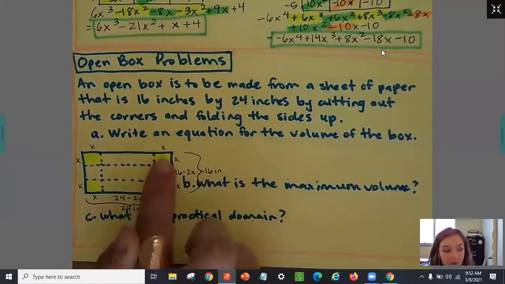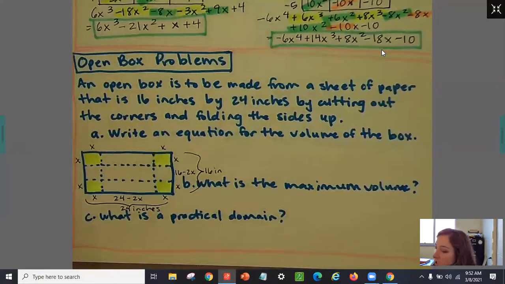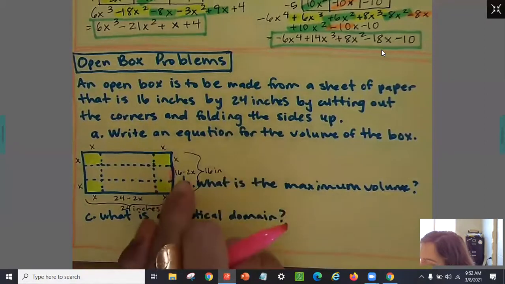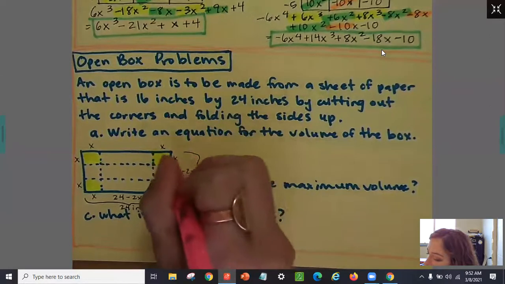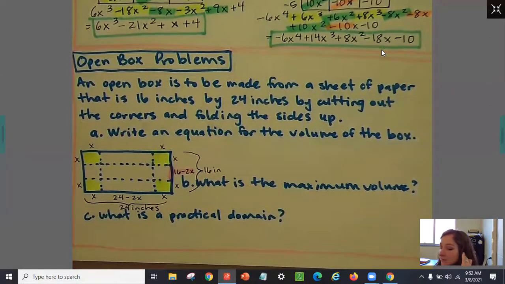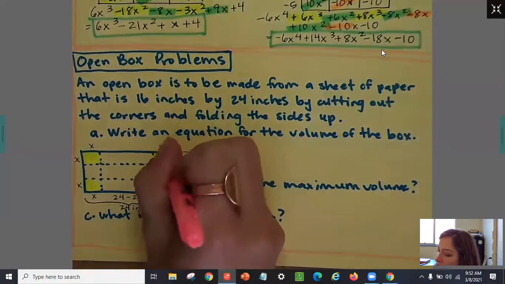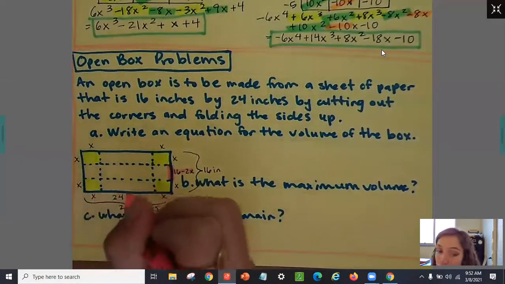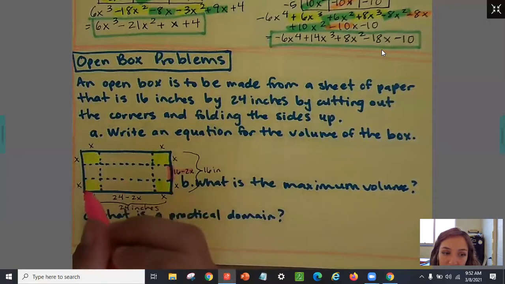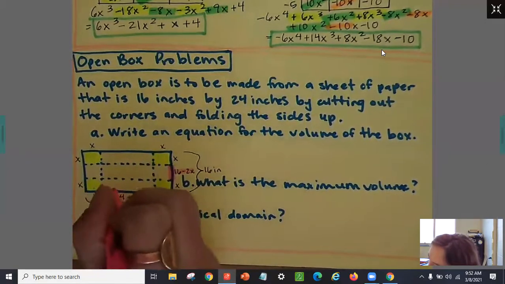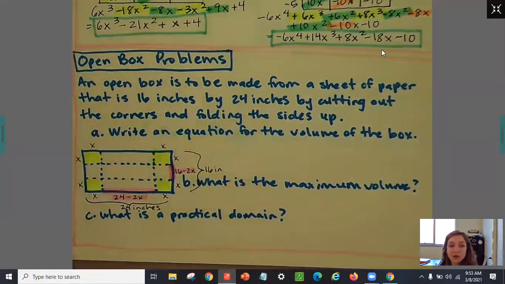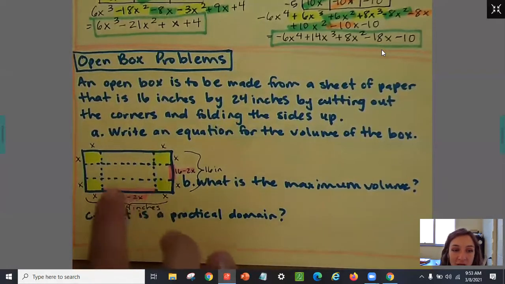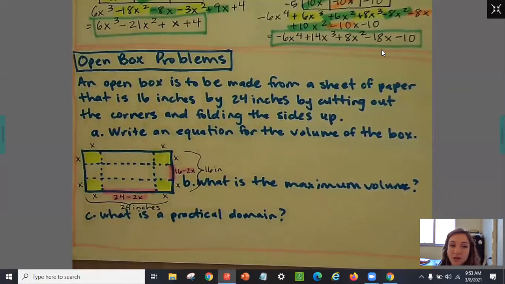So that means that this little portion right here is going to be 16 minus 1x, 2x's. So it's going to be 16 minus 2x. Same thing for the other length that we're working with. This whole thing is 24 inches, so we're taking away 1x and 2x's. So this length right here is going to be 24 minus 2x, because we're taking away 2 x's, one from each side, and that is going to give us the length and width of the box that we're creating.